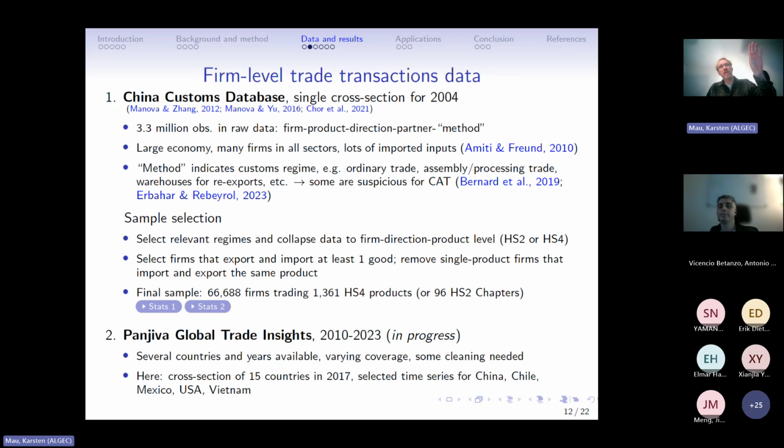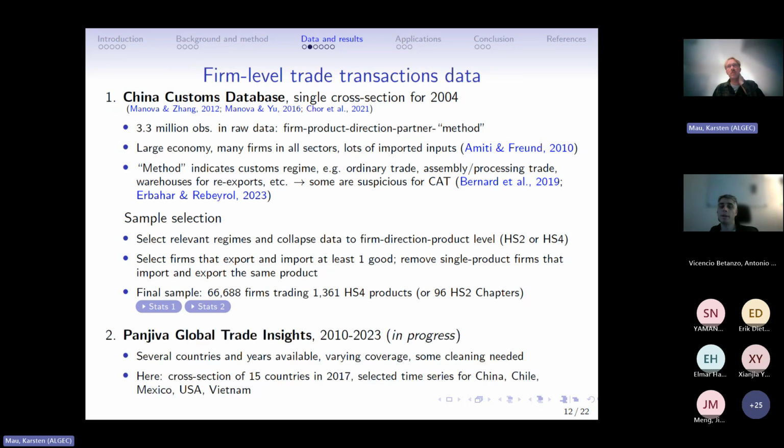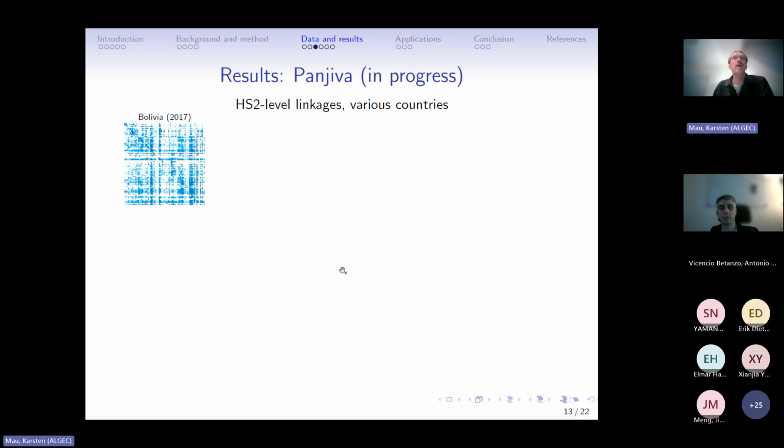So this China customs database is basically what you're going to see for most of the remainder of this talk. What we are currently doing, but it's still very much in progress, so I cannot show you much, is to use also data sets from other countries to explore how the pattern of input-output linkages we infer now for China 2004 looks in other countries, or how it changes over time within a country. I can tell you a little bit about it, but not so much, unfortunately, because it takes a bit of time to get all this running.